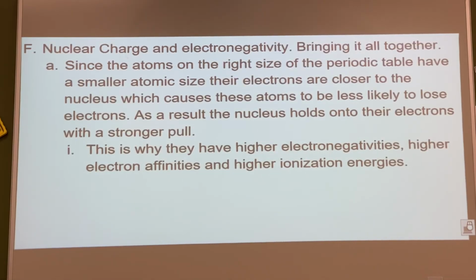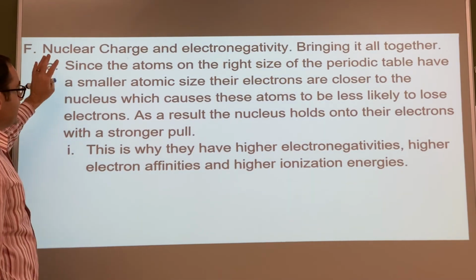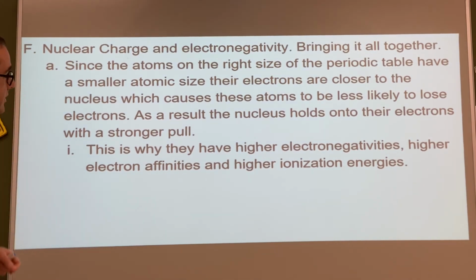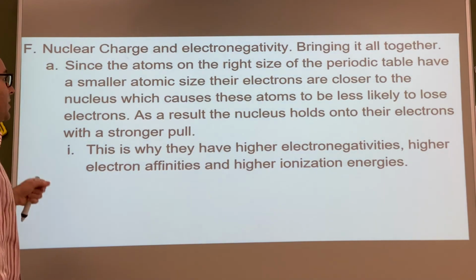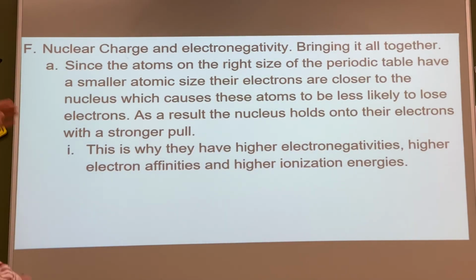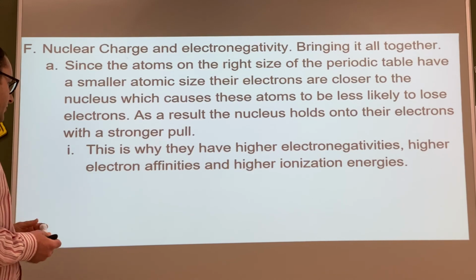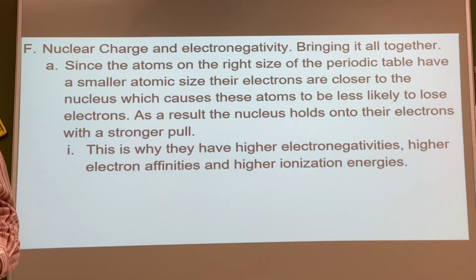All right, and then bringing it all together. So we have nuclear charge and electronegativity. Since the atoms on the right side of the periodic table have a smaller atomic size, their electrons are closer to the nucleus, which causes these atoms to be less likely to lose electrons. As a result, the nucleus holds onto their electrons with a stronger pull. This is why they have higher electronegativities, higher electron affinities, and higher ionization energies. All right, so it's all about them pulling together.